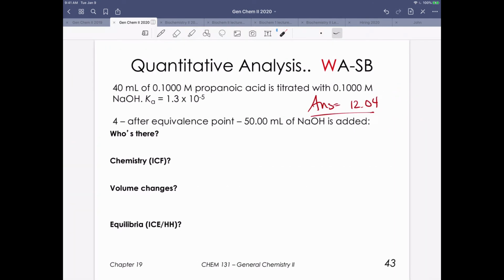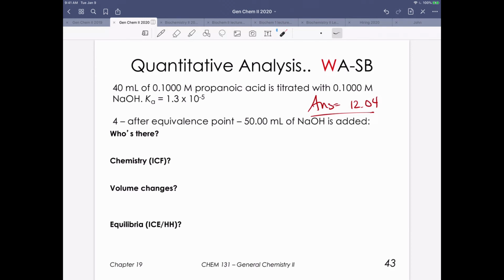All right, last calculation for today's class, dealing with what's the pH after the equivalence point. So again, always go through your thought process of what's there, what chemistry is happening, what changes are there in volume, do I need to think about any equilibria? The answer for this is going to be 12.04. So go ahead, see if you can run through these calculations, see if you get an answer of 12.04.